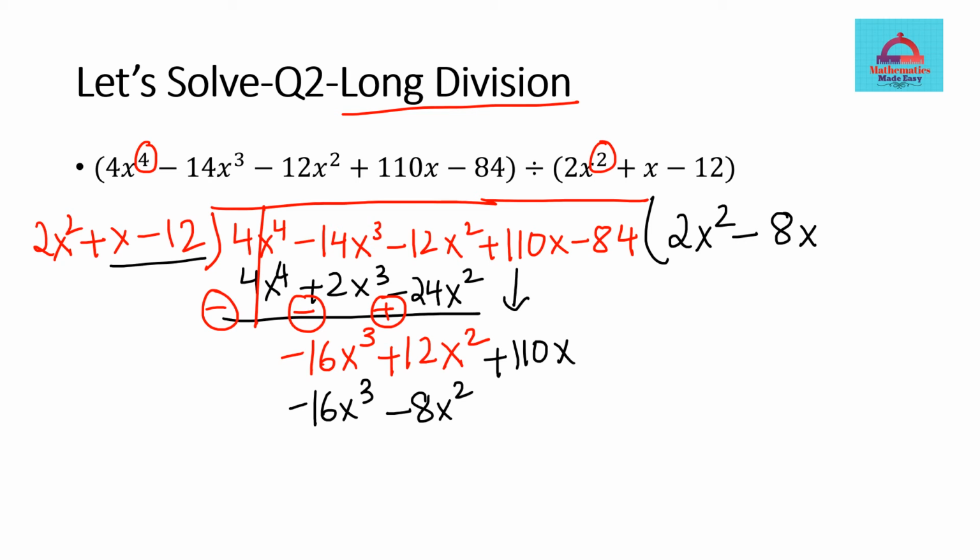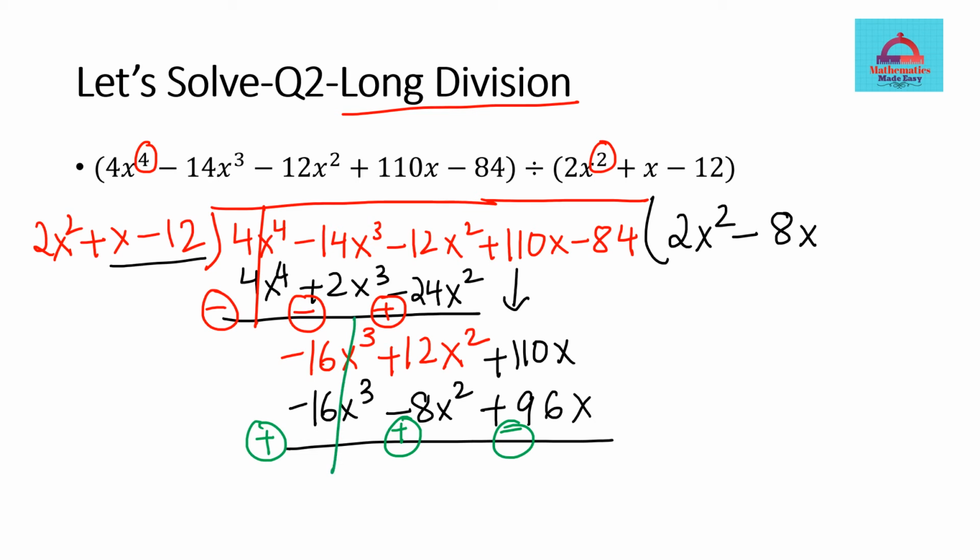The negative and negative sign are going to cancel, so you can make it positive 96x. Okay, now we change the sign: negative becomes positive, negative becomes positive, and positive becomes negative. The new signs are in the circle, so let's cancel. So both are positive, so 20x square.